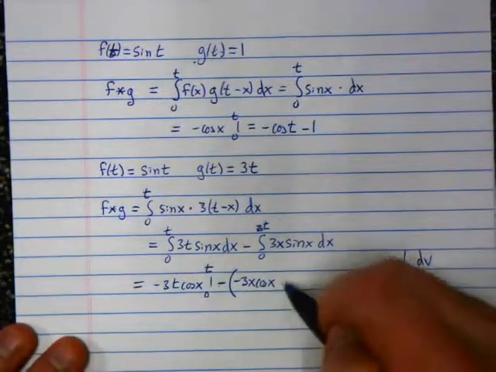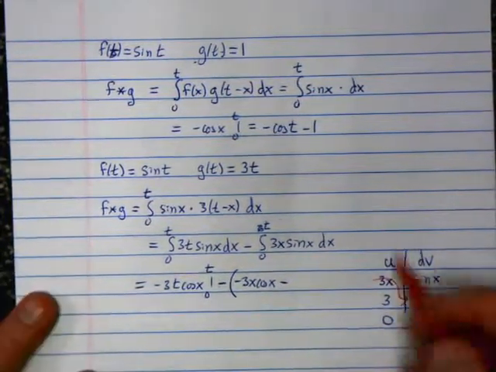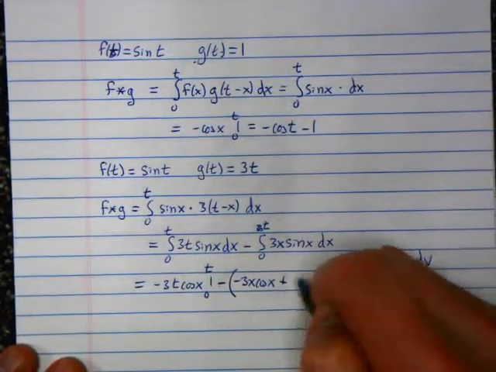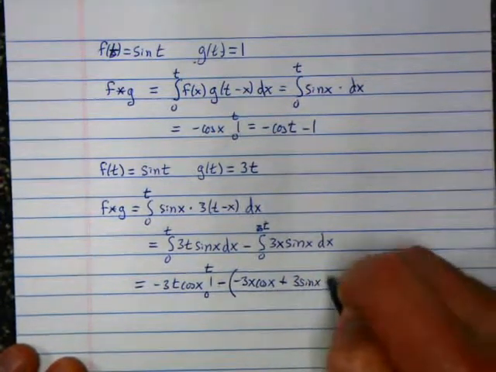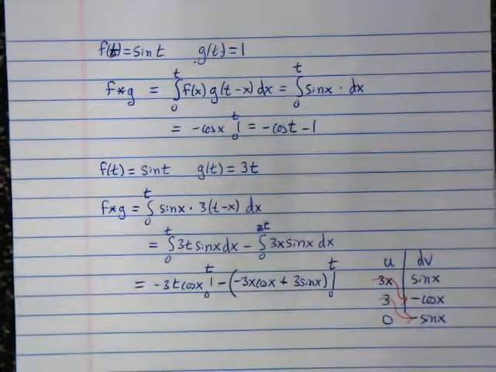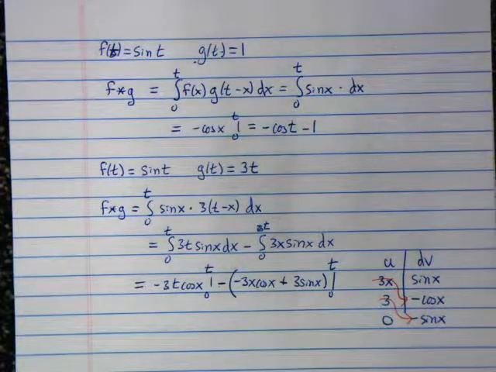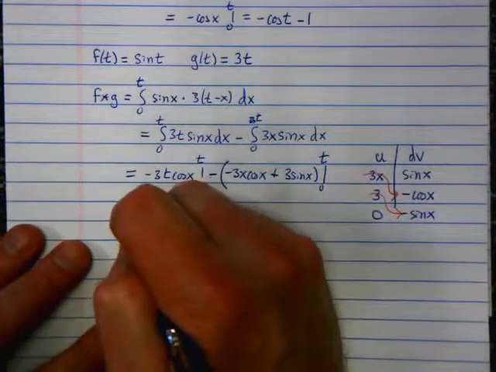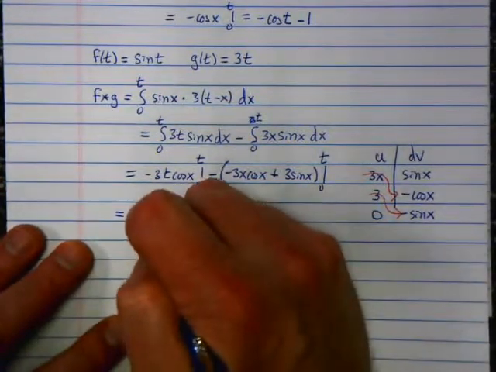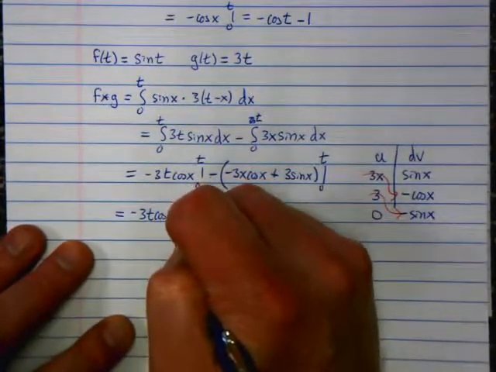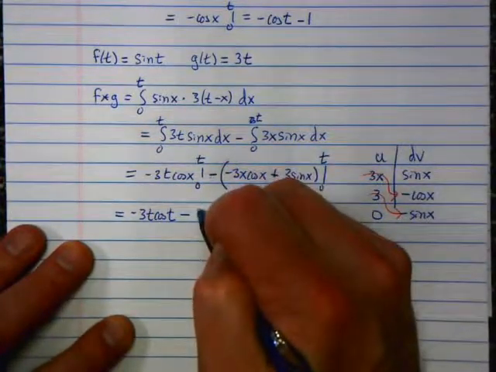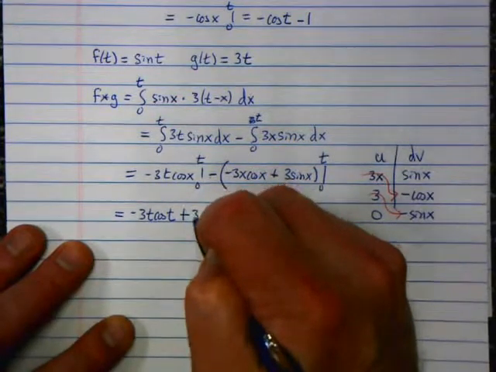And then the next one gets a minus. And you multiply this way, it's got another minus, so that's going to make it a plus 3 sine x. And again, I got to evaluate at 0 and t. All right, so I plug t in. When I plug t in, I'm going to have negative 3t cosine t minus, when I plug in 0, I'm going to have negative 3t, so it's going to be plus 3t.